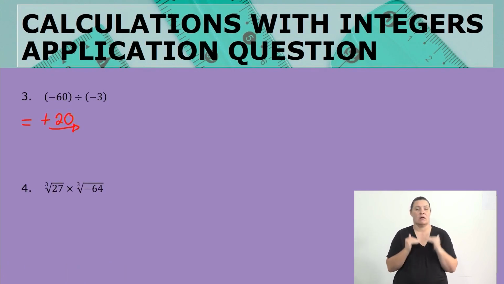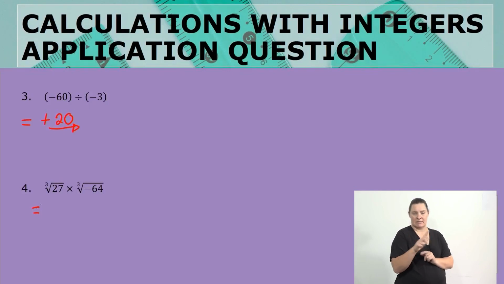Let's move on to number 4. So with number 4, I have a cube root of 27 multiplied by a cube root of a negative 64. So this is a cube root of a positive number and a cube root of a negative number. Remember, we said that the cube root of a positive number will give us a positive number, and a cube root of a negative number will give us a negative number. So what is the cube root of 27? The cube root of 27, yes, you are correct, is a positive 3.